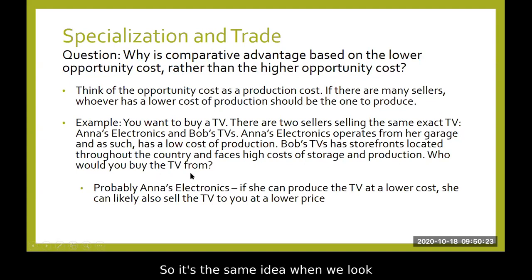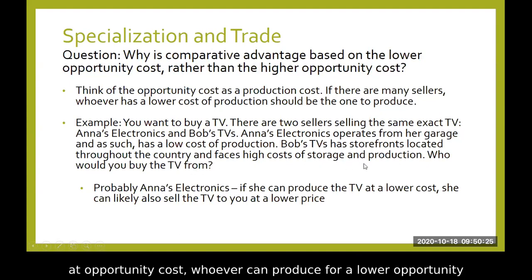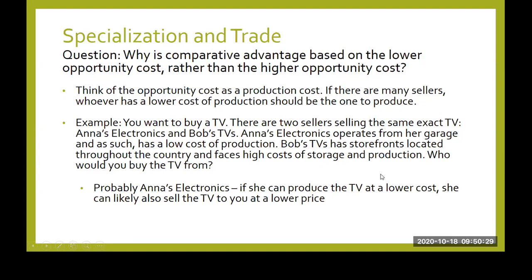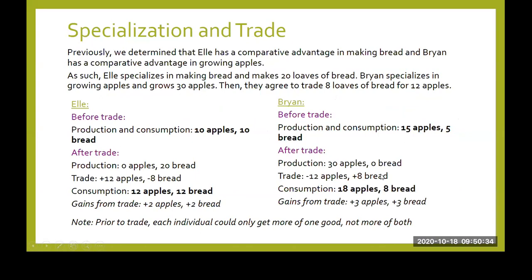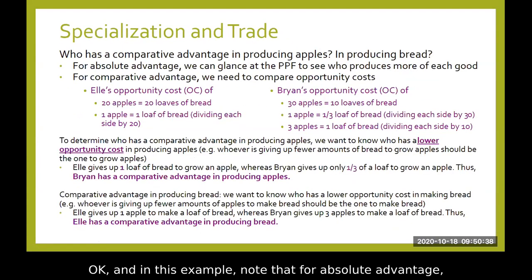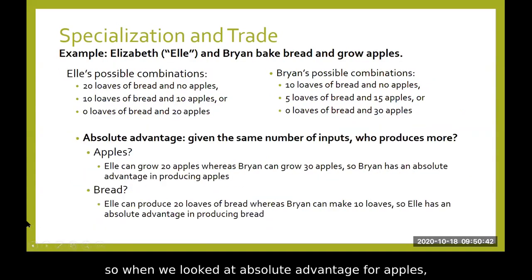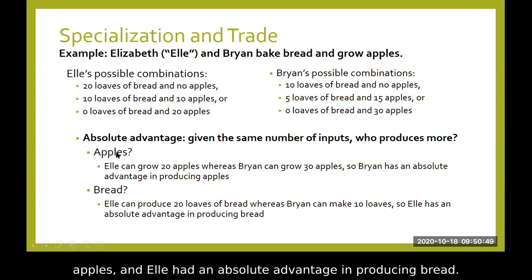So it's the same idea when we look at opportunity cost. Whoever can produce for a lower opportunity cost should be the one to produce. Okay, and in this example, note that when we looked at absolute advantage for apples, it was Brian that had an absolute advantage in producing apples. And Elle had an absolute advantage in producing bread.